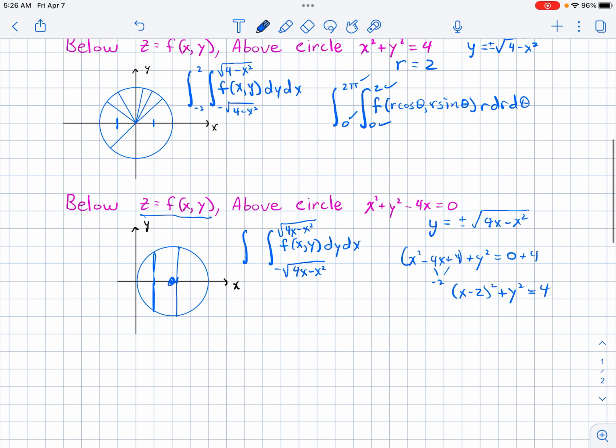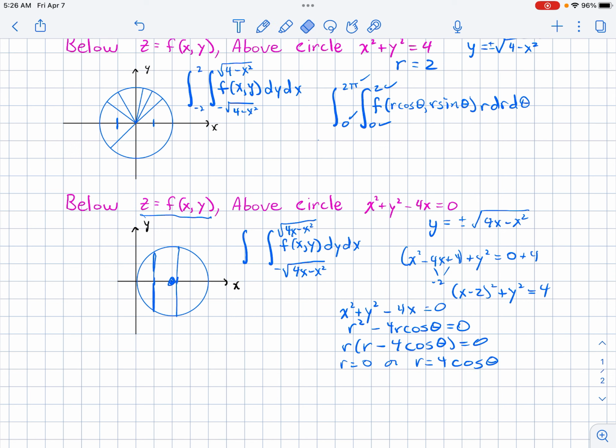Now, let's convert this to polar, though. So we've got x squared plus y squared minus 4x equals 0. In place of the x squared plus y squared, I'll write r squared. In place of x, I'll write r cosine theta. Now let me factor out the r. And I get that r equals 0 or r equals 4 cosine theta.